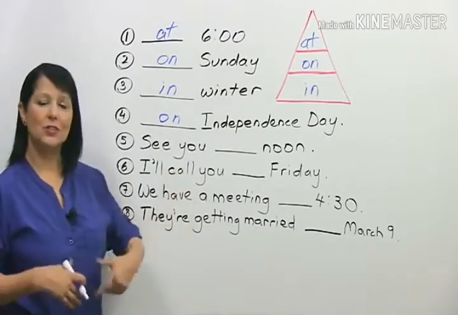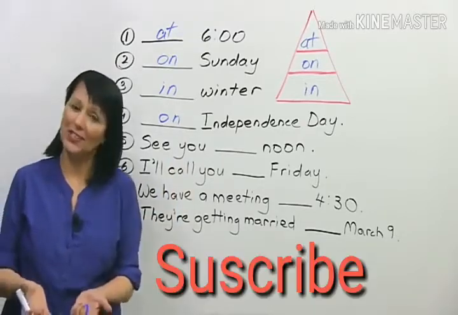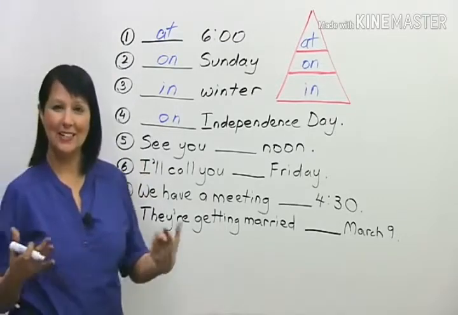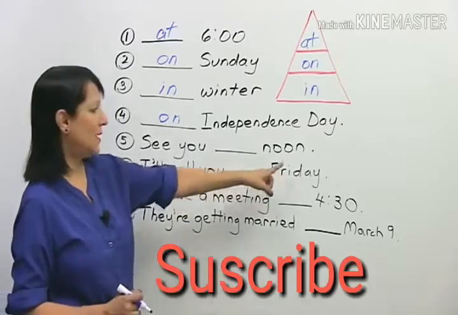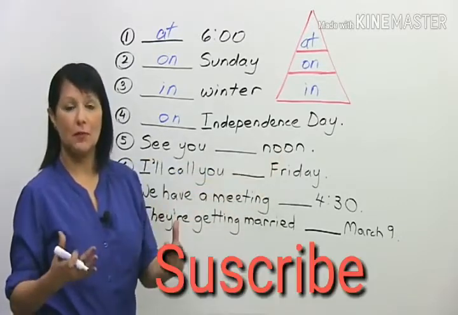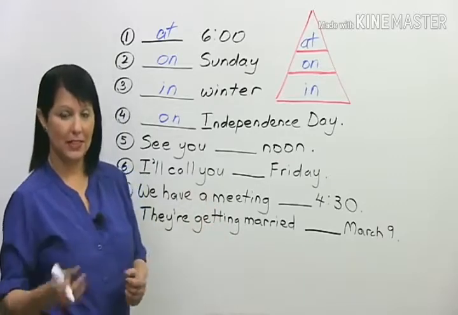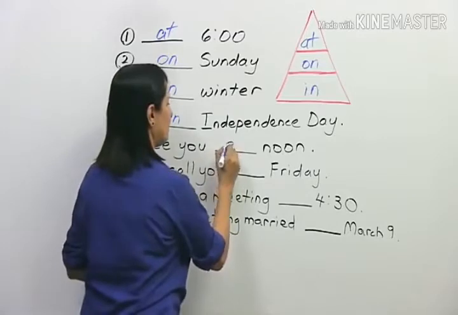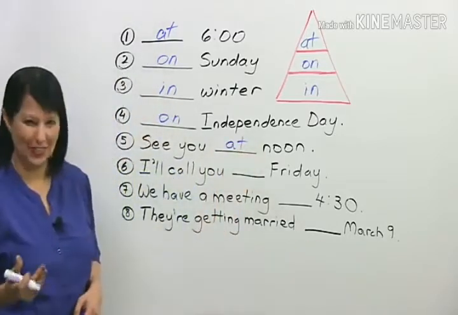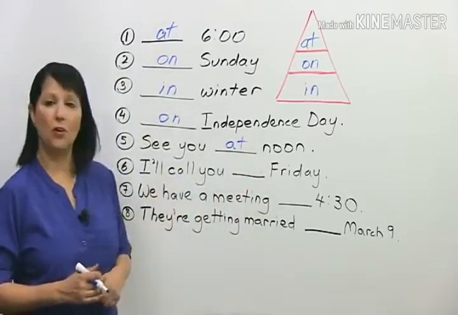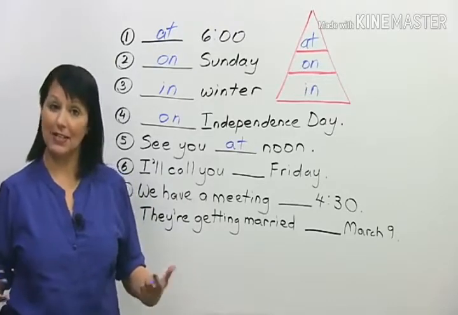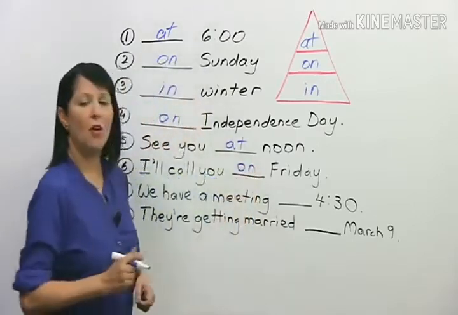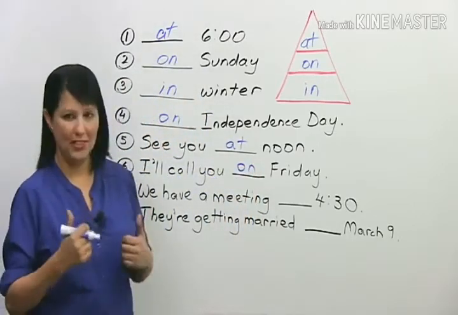Now, let's continue to some sentences because that's how you actually use the language. Number 5, see you blank noon. See you. Now, what's noon? Noon means 12 o'clock in the afternoon. It's a precise, exact time. So we say see you at noon. Very good. Number 6, I'll call you blank Friday. I'll call you on Friday. Very good, because it was one day.